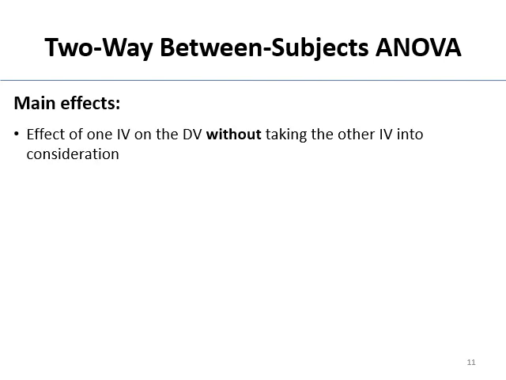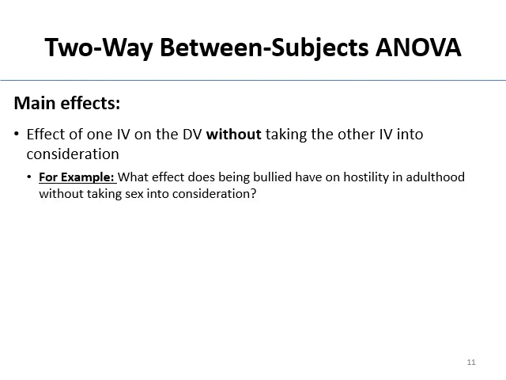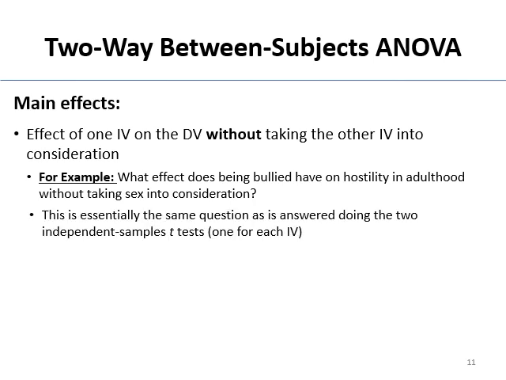So a little bit more on main effects. Again, it is the effect of one IV on the DV without taking into account that the other IV even exists. So it is like you did a one-way ANOVA. So for example, what effect does being bullied have on hostility in adulthood without taking sex into consideration? So you pretend sex doesn't even exist in the study. This is essentially the same thing as doing the two independent samples t-test, one for each IV, right?